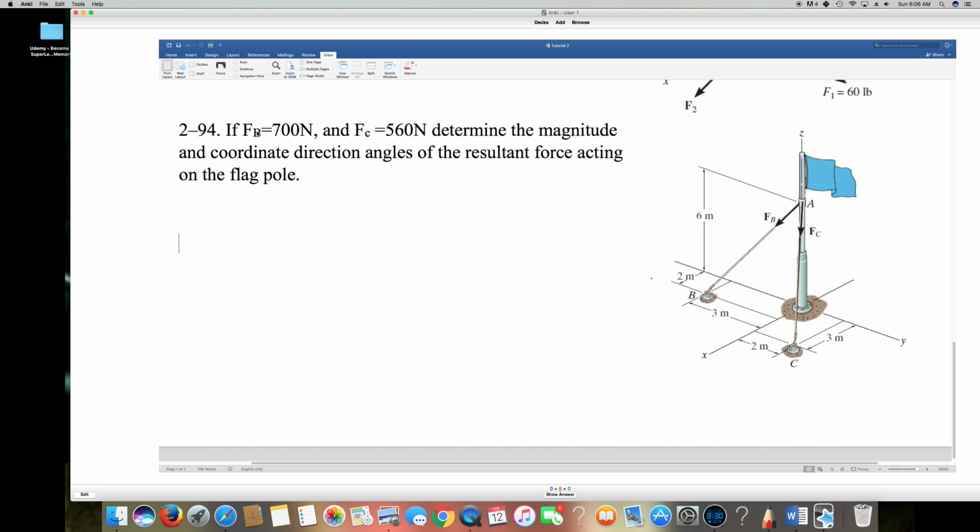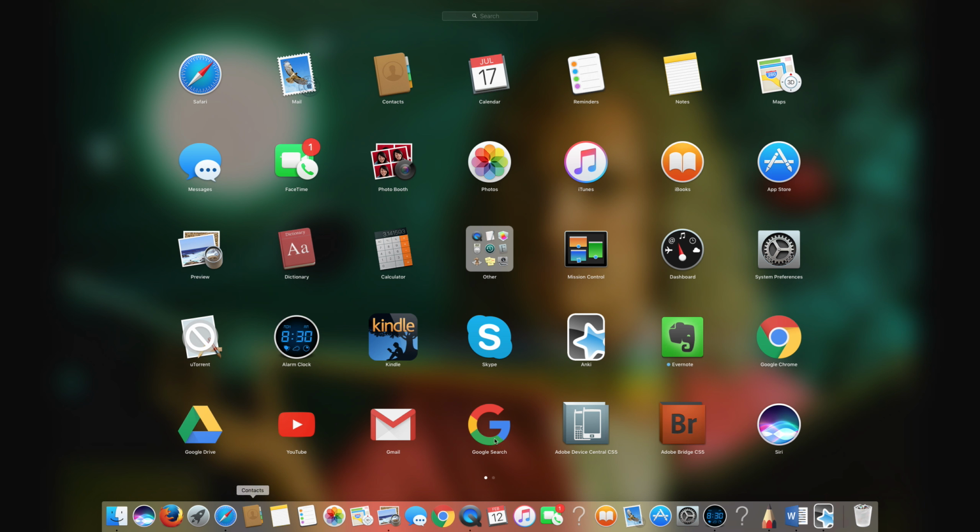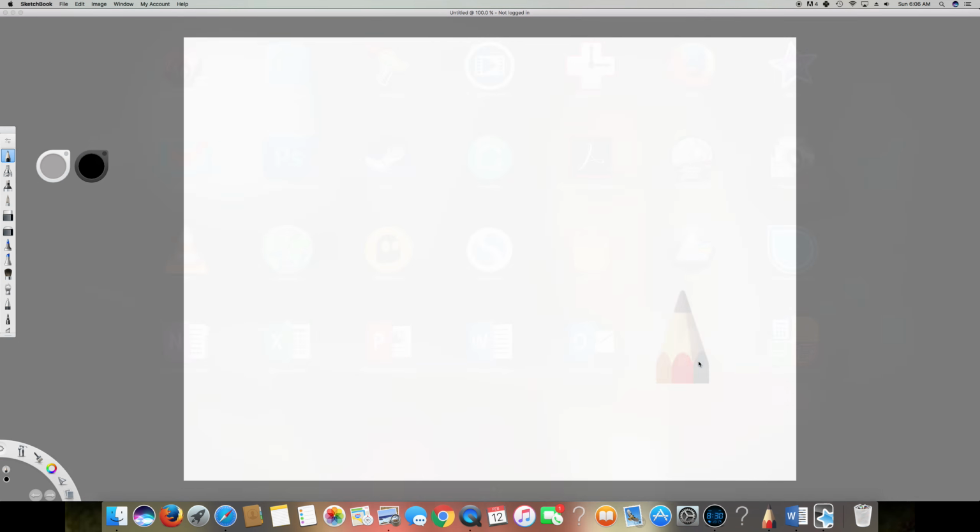Since we have been given FB and FC, we have to look at the unit vectors, because AB is connecting the FB force and AC is connecting the FC force. So first of all, to find the resultant force, I have to calculate these two forces. In order to do it, I first have to find the unit vector.